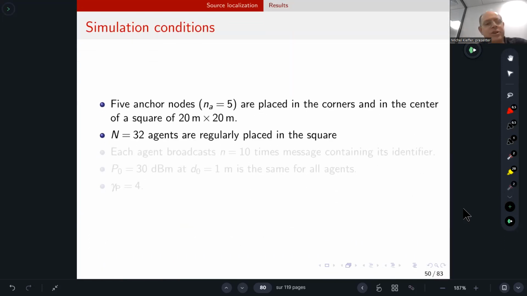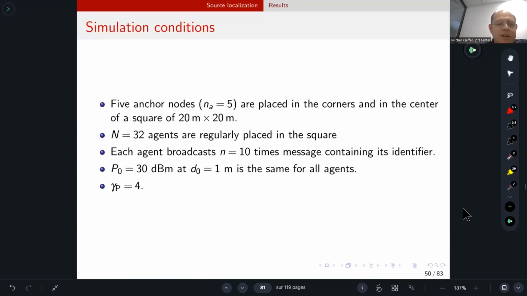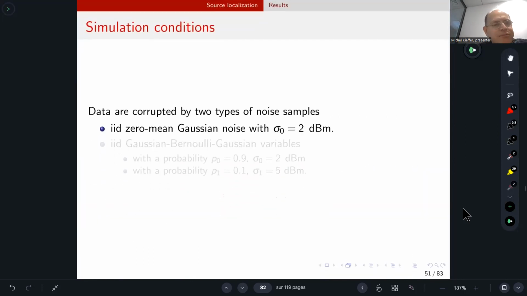So for the simulation condition, we consider 5 anchor nodes, which are placed at the corner and at the center of a square of 20 by 20 meters. We consider 20 agents. We have 20 locations, 32 locations that we try to estimate. Each agent will transmit 10 messages. So we'll have per agent 50 measurements, P0, D0, and gamma P. This has the true value of the parameters.